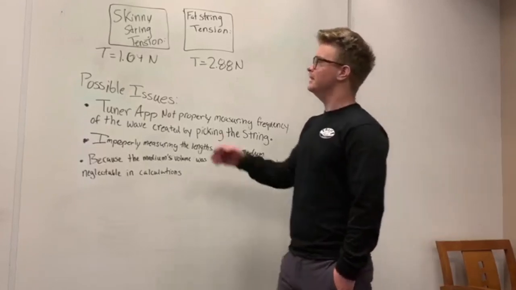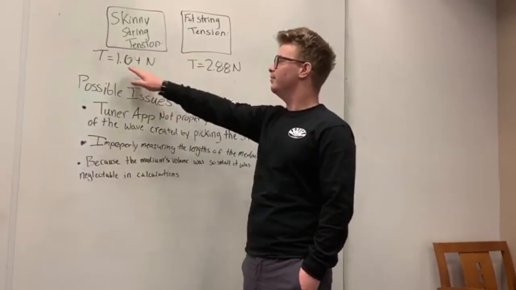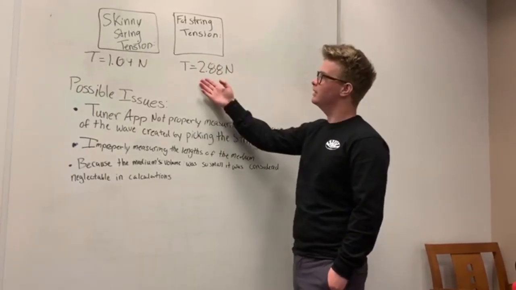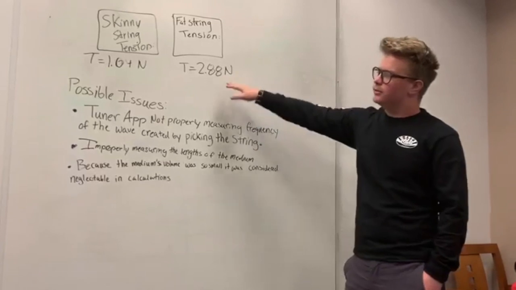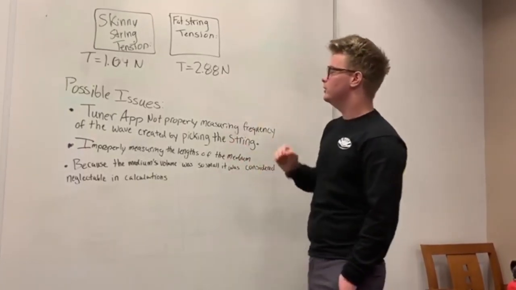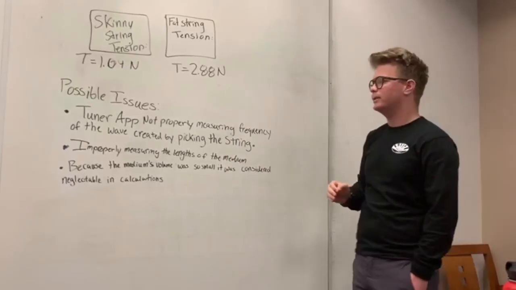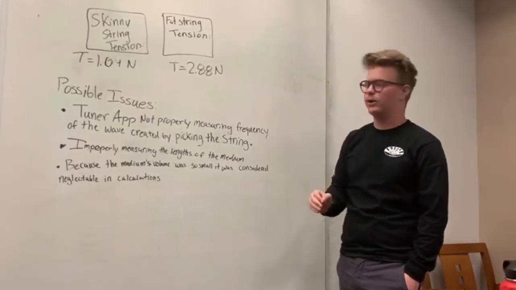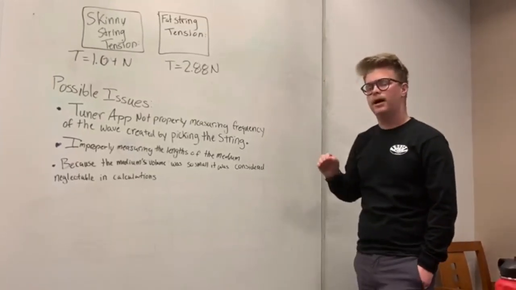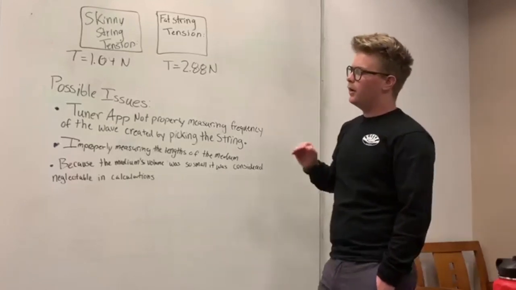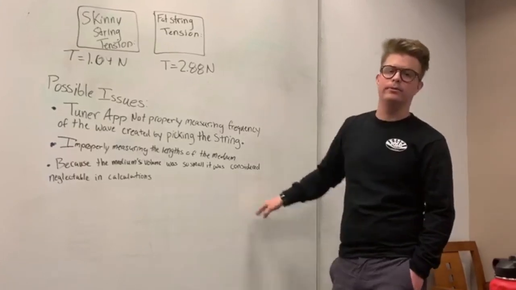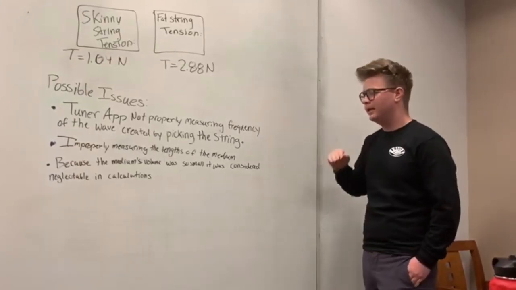All right, as you can see here, our skinny string tension ended up being 1.04 newtons, and our fat string tension ended up being 2.88 newtons. So the possible issues with these tensions were that the tuner app was not properly measuring frequency of the wave created by picking the string. It could have also been improperly measuring the lengths of the medium. And then it also could have been that, because the medium's volume was so small, it was considered negligible in the calculation.